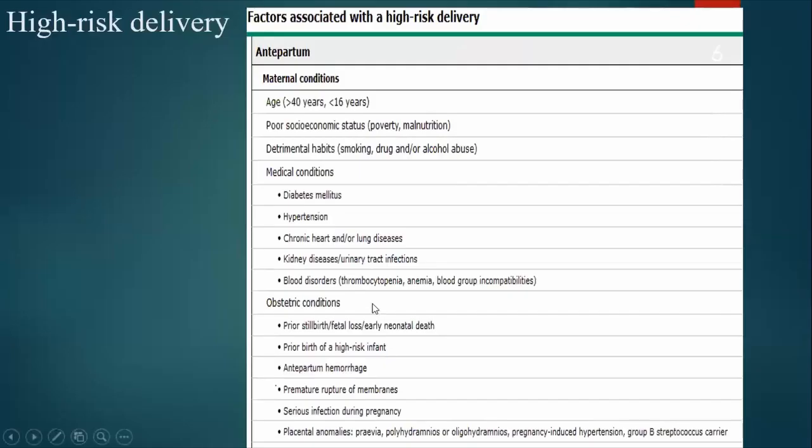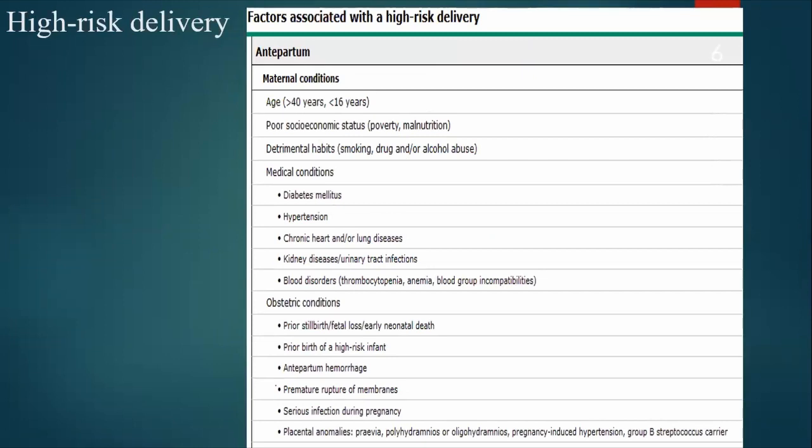The next step after this first preparedness is identifying which neonates are high risk or might demand resuscitation after delivery. Among these are antepartum risk factors: older maternal age, greater than 40 years, or teenage pregnancy. Those with poor socioeconomic status, maternal malnutrition, or poverty causing poor perfusion could also be risk factors.